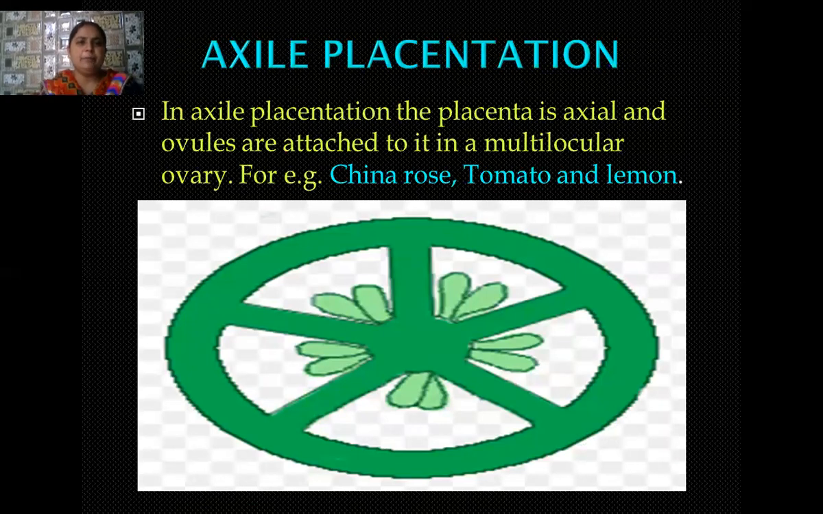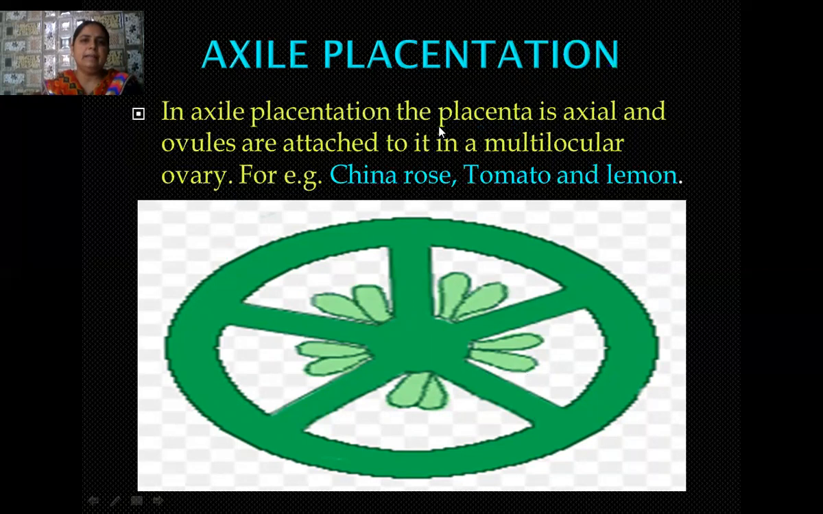Okay, students, the next type of placentation is axial placentation. In axial placentation, the placenta is axial in position. See in the diagram, the placenta is axial in position, and ovules are attached to it in a multilocular ovary. So many locules are present. How many locules are present? 1, 2, 3, 4, 5 locules are there. And the ovules are arranged along the axial position in these chambers.